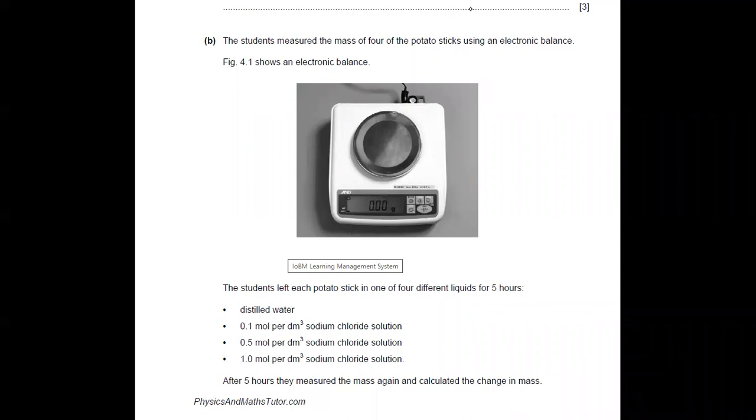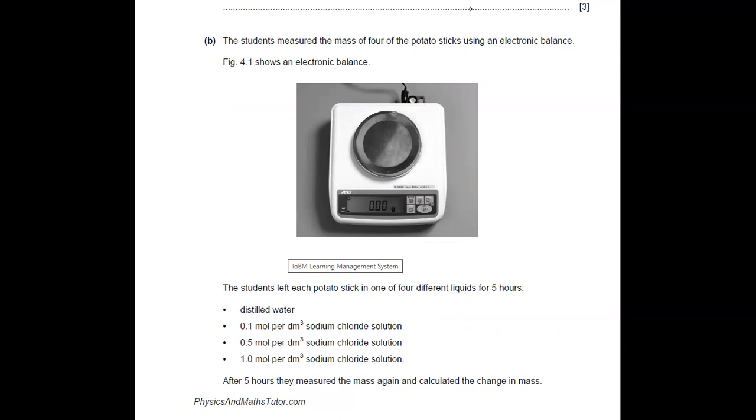Any idea? Any idea at all? You don't have to be correct, whatever you think it should be. 1.01. Yeah, good job. Can you explain why? Because the sodium concentration outside is more than the sodium concentration inside, so the water leaves the cell. Exactly, good job.